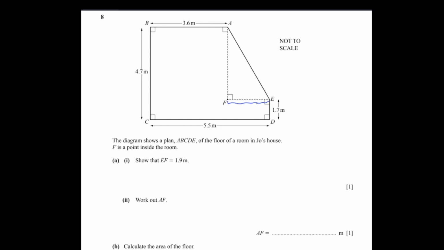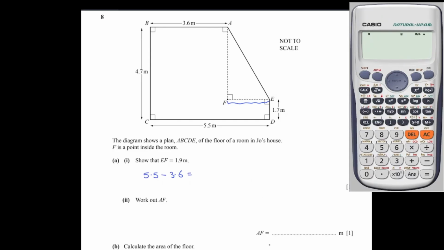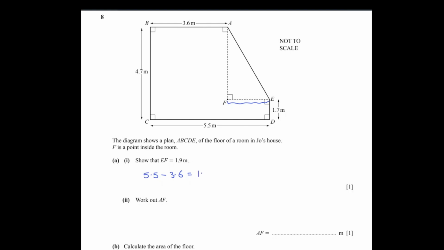So EF we need to show that it is 1.9. To get EF, we take this whole bigger, longer side of this figure, that is CD, and subtract BA or AB from it. So we have to do 5.5 minus 3.6. So what is the answer? Find out. 5.5 minus 3.6 is equal to 1.9. So it is 1.9 meters. So this is the answer.